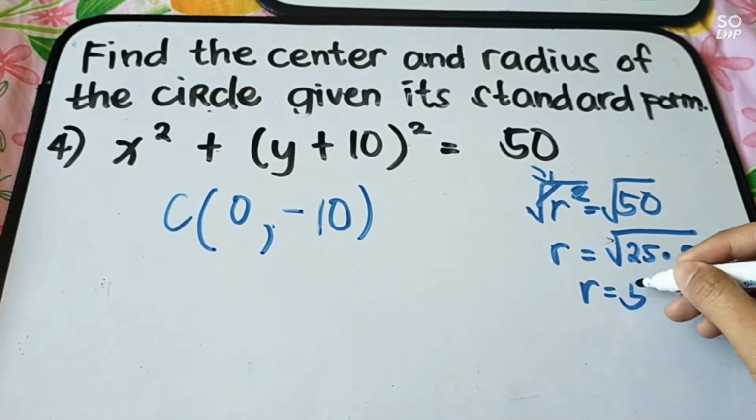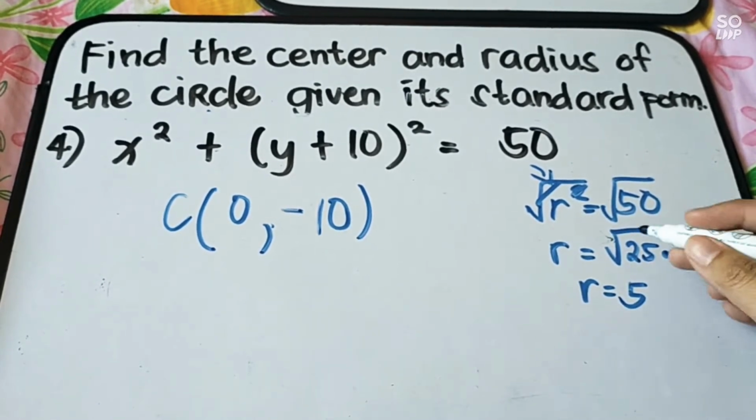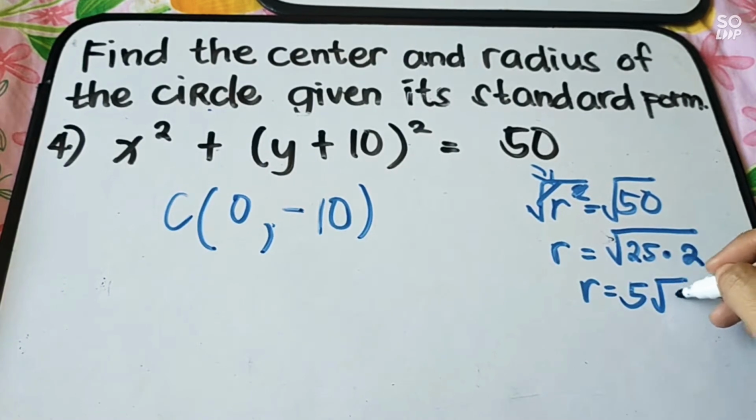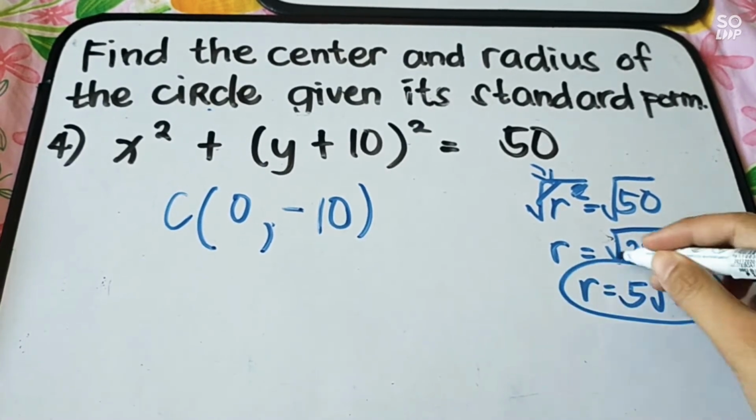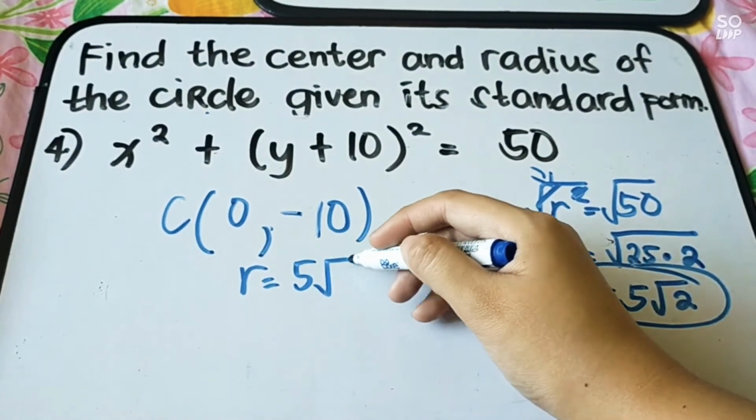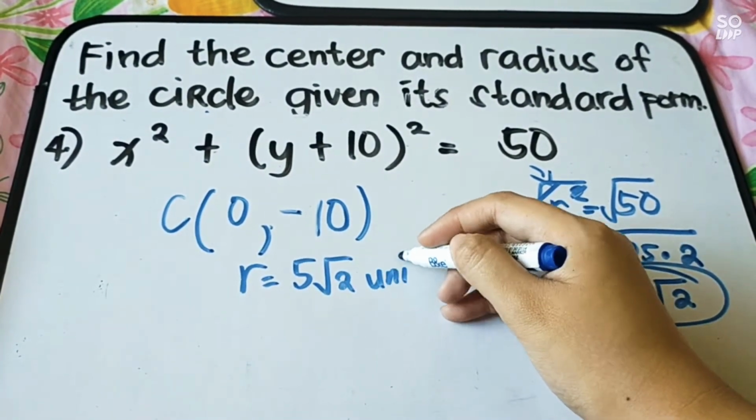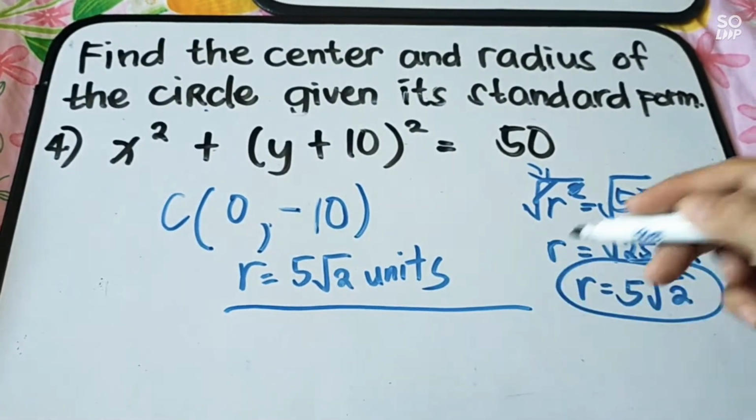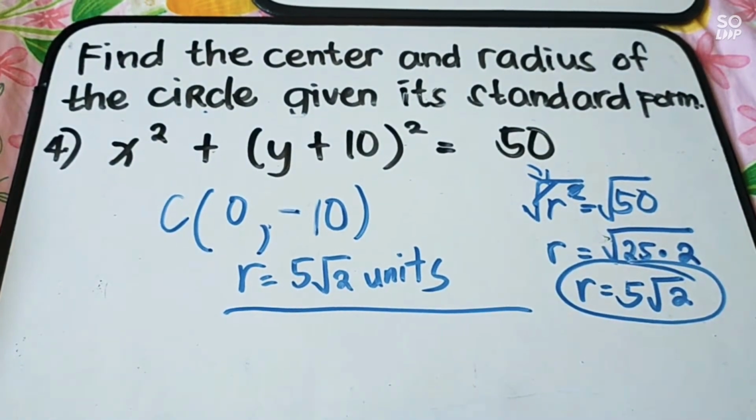Labas mo sa radical sign. Then, just copy square root of 2. Ayan na yung r mo. So, therefore, your r here is 5 square root of 2 units. Is it clear? Let's move with number 5.